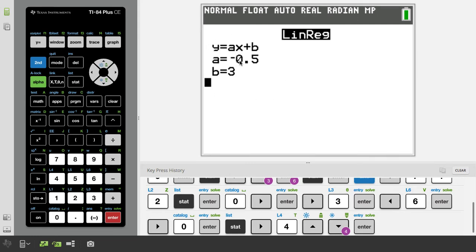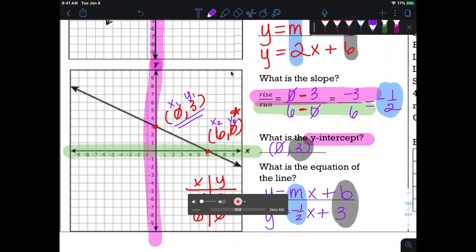y equals negative 0.5x plus 3. Well, that looks a little different. But I know that this is the equivalent decimal form of that fraction. This is exactly the same. So if somebody asked me, hey, what's the slope of that line? I could find it here. What's the y-intercept? I could find it here. All right, so we got that one.